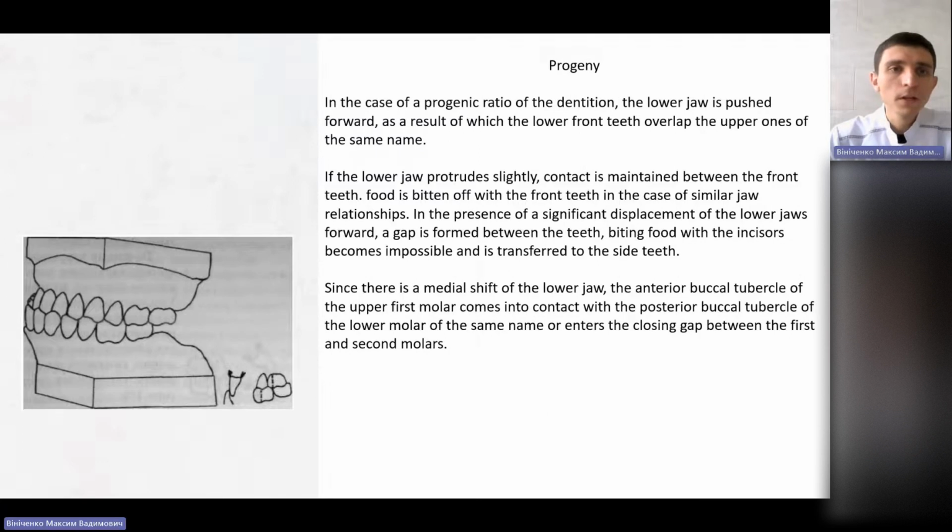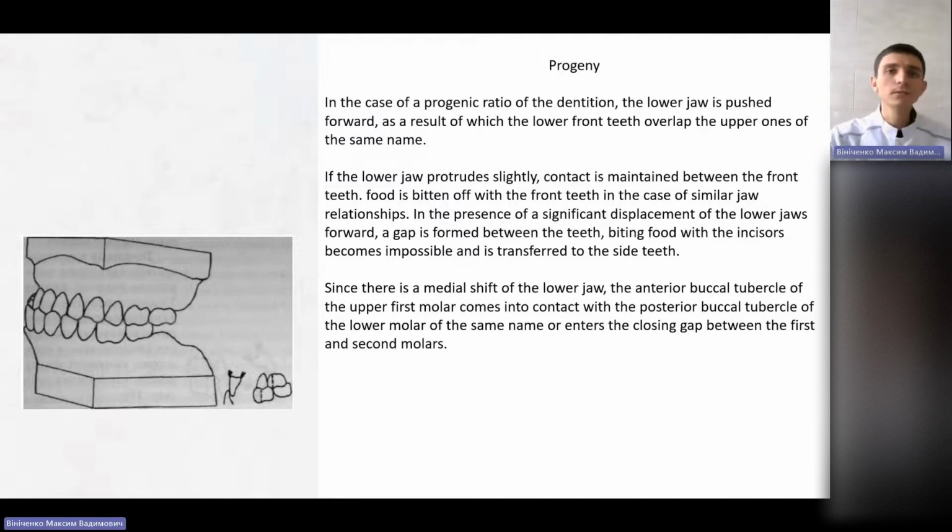So the next is the progeny. In the case of progenic ratio of the dentition, the lower jaw is pushed forward. If we talk about the Angle classification, it is called class 3. So the lower jaw is pushed forward, as a result of which the lower front teeth overlap the upper ones of the same name. We can see in this picture that the frontal lower teeth overlap the upper frontal teeth. If the lower jaw protrudes slightly, contact is maintained between the front teeth. Food is bitten off with the front teeth in the case of similar jaw relationships.